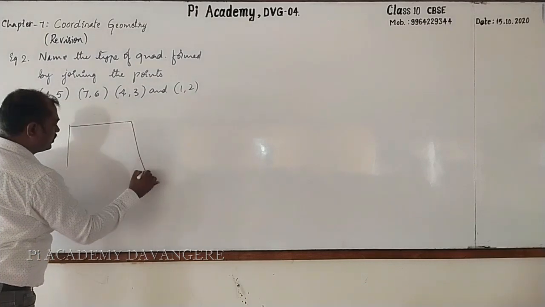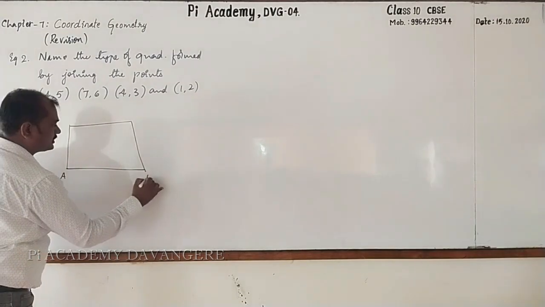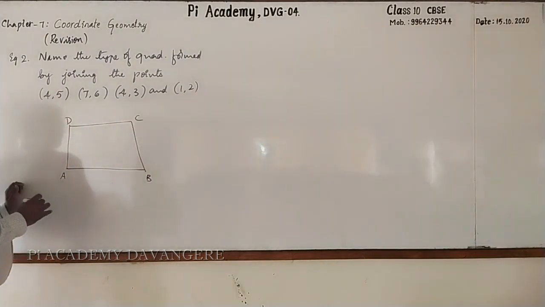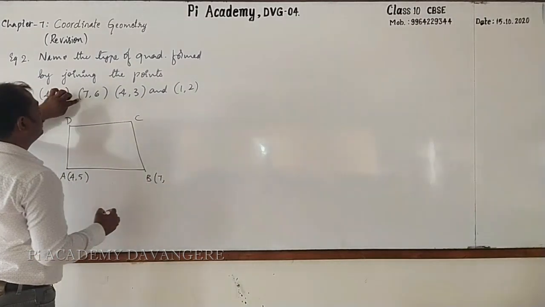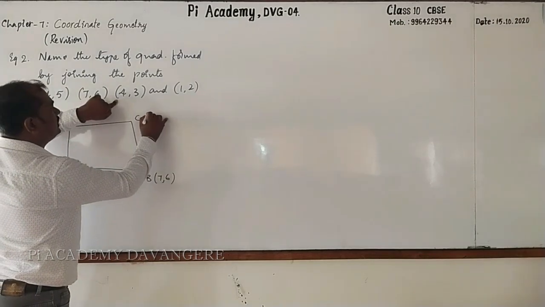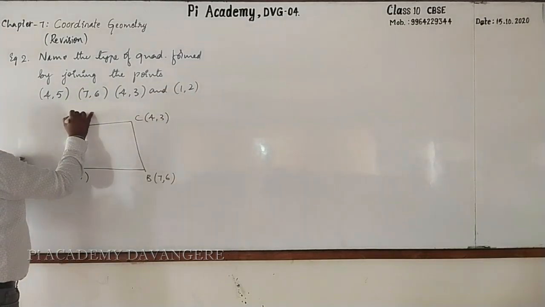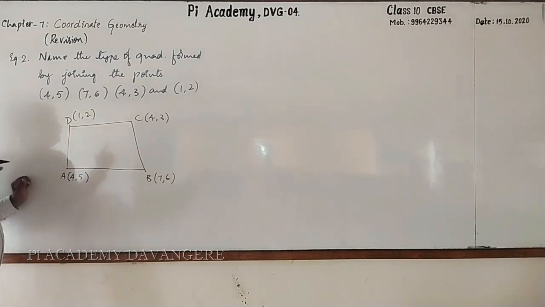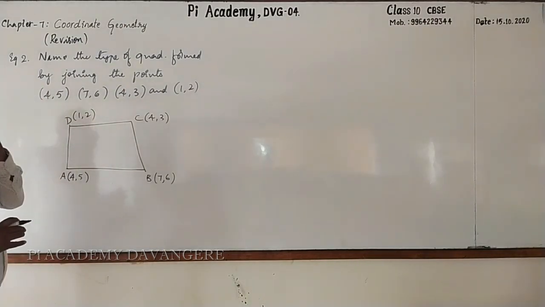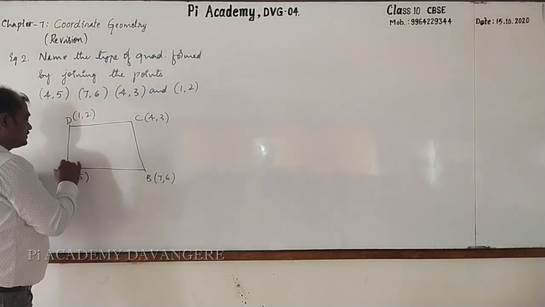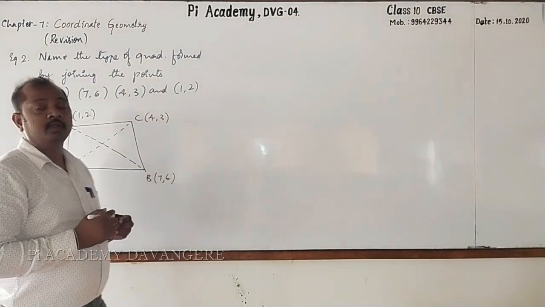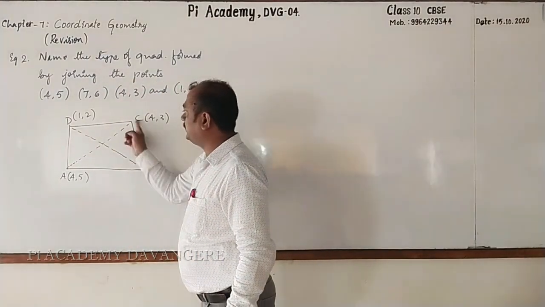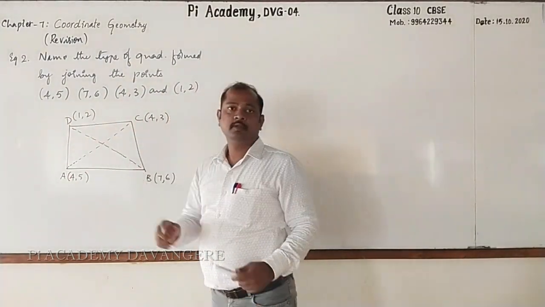First you draw any quadrilateral you want and name this as ABCD. Let ABCD be a quadrilateral. Coordinates of A is 4, 5. Please go on writing with me. Coordinates of B is 7, 6. C is 4, 3 and D is 1, 2. Dear students, I have already told you to decide the type of quadrilateral, we even need to find out diagonals as well. Hence, let me join AC and BD. Now, let us go for finding AB, BC, CD, AD, AC and BD.